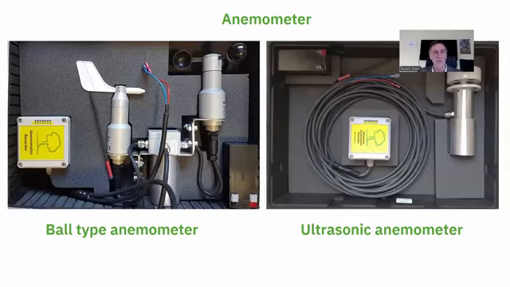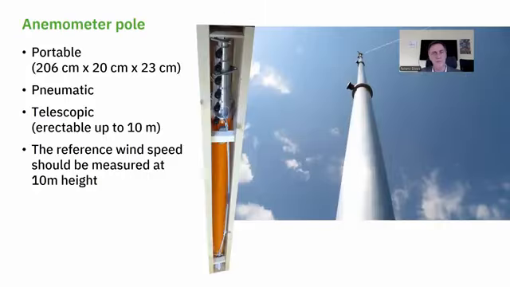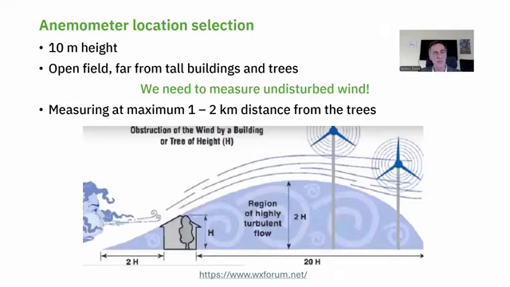The anemometer: we are working with two anemometers, ball type and ultrasonic type. The ball type is manufactured in Italy. The ultrasonic type is manufactured in France. The portable anemometer pole in closed position is a little bit over 2 meters long. When we erect it, it goes up to 10 meters, where we need to measure the reference wind speed.